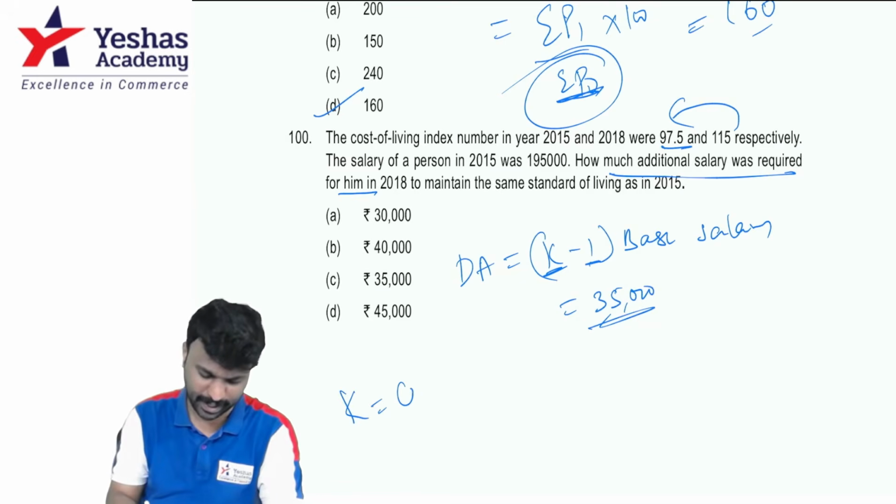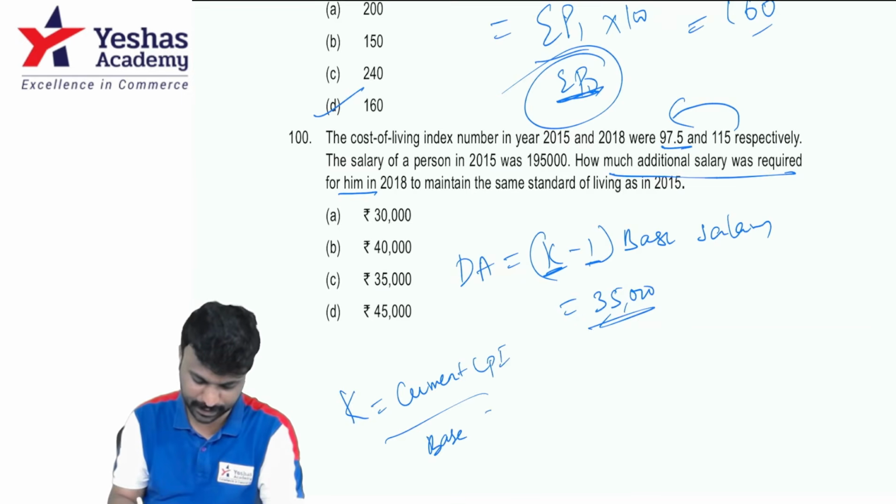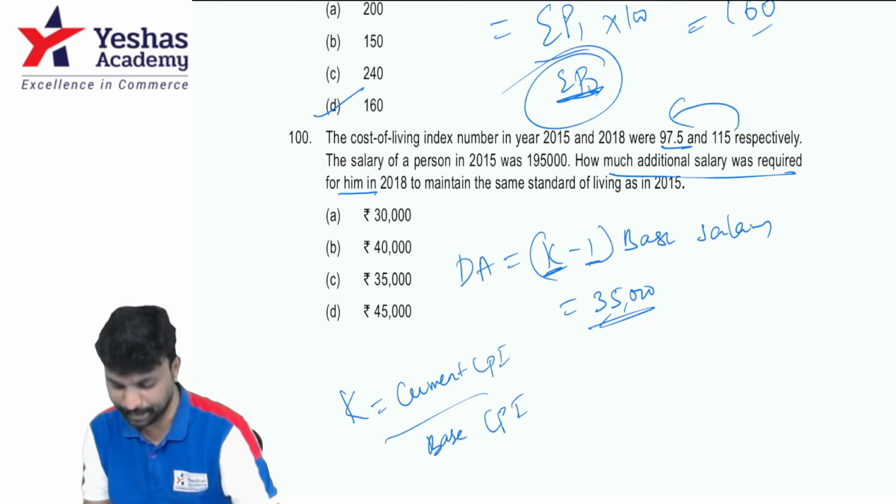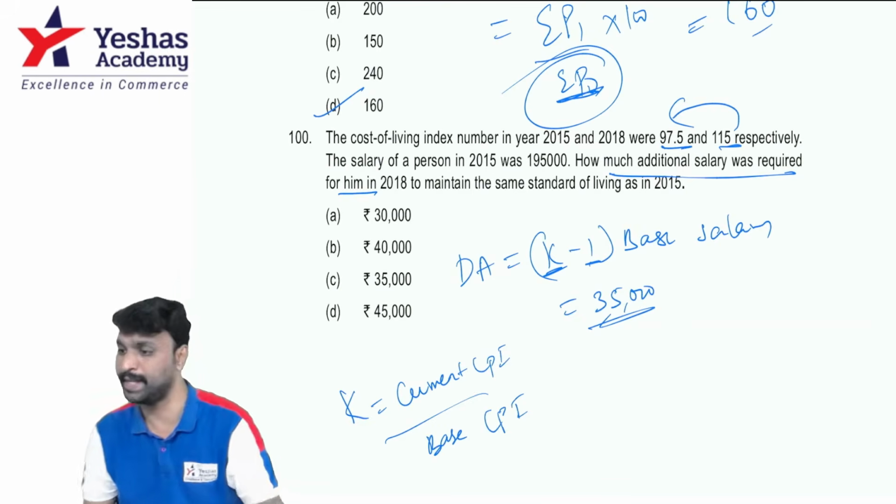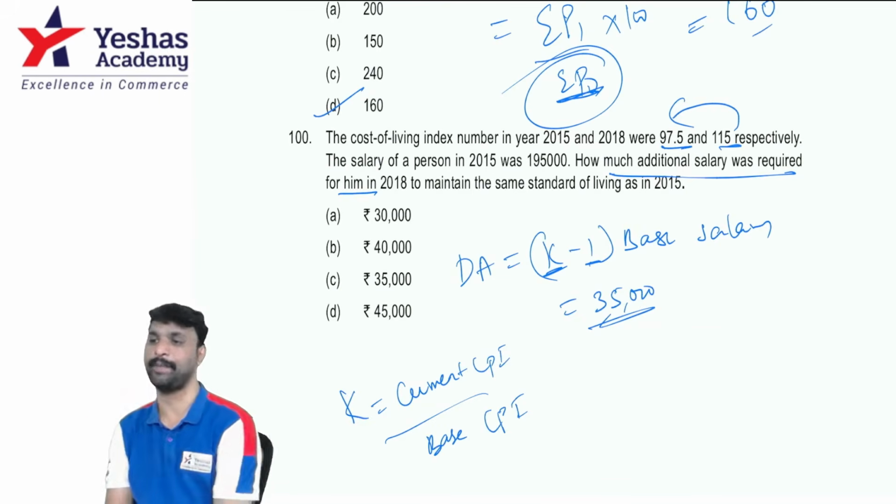Guys, I've told you what is K in the marathon class and also in regular classes. So K is current CPI by base CPI. Correct? The current CPI is 115. Base CPI is 97.5. With this, we are done.